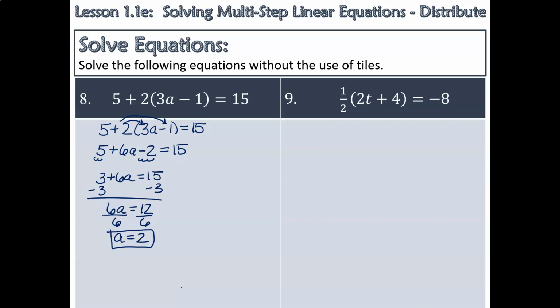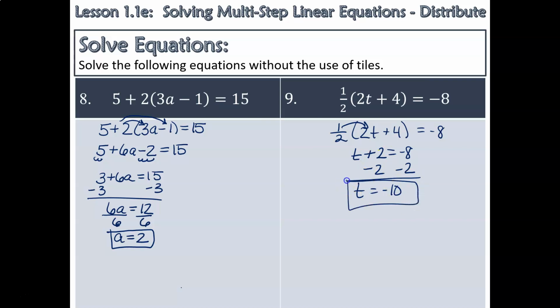Okay, so number 9, that has a fraction, and my first reaction is to clear. But since this is half and these are both even numbers in here, I'm just going to distribute by taking half of each of those instead of trying to clear the fraction. So half of 2t is 1t, or t. Half of 4, or 4 divided by 2, is 2. So in this case, it's a lot easier not to clear. So now I'm going to undo this addition by subtracting 2 from each side, and I already have t is negative 10. So in this case, it was way less time consuming not to clear.